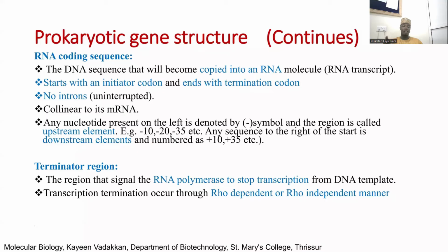And then the next thing is the terminator region. The terminator region is a region that signals the RNA polymerase to stop from the DNA template so that the transcription is terminated. Transcription termination occurs through a rho-dependent or rho-independent manner. So these are the two ways in which transcription stops, either through the rho-dependent manner or the rho-independent manner.